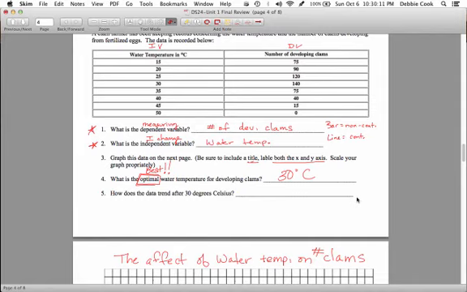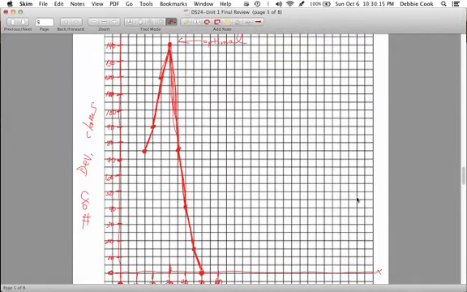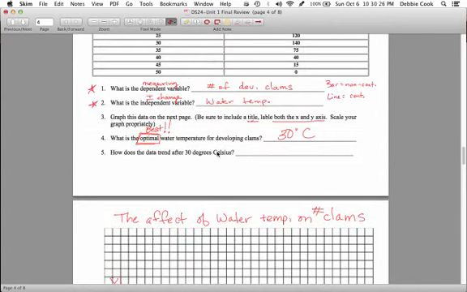And lastly, number 5, how does the data trend after 30 degrees Celsius? So to figure that out, here's 30 degrees. I'm going to go up. How does it trend from this point forward? Well, we know that there's a steep decline. So we can say that. Or you can just say that it declines, or you can say that it is falling. That also works. Or you can just say falls.